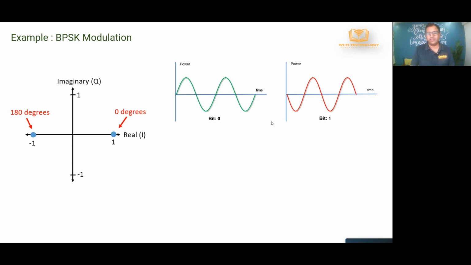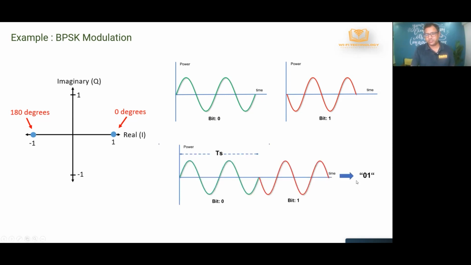It's basically very binary. You're only sending a 1 or a 0, and you have between 0 and 180 degrees to actually send this information. So this is how it works. If you're sending a 0 and 1, you send the 0 like this, and then you shift the phase by 180 degrees and then send a 1.